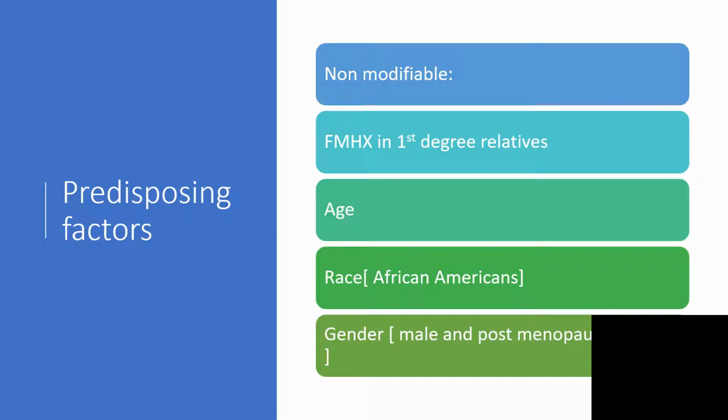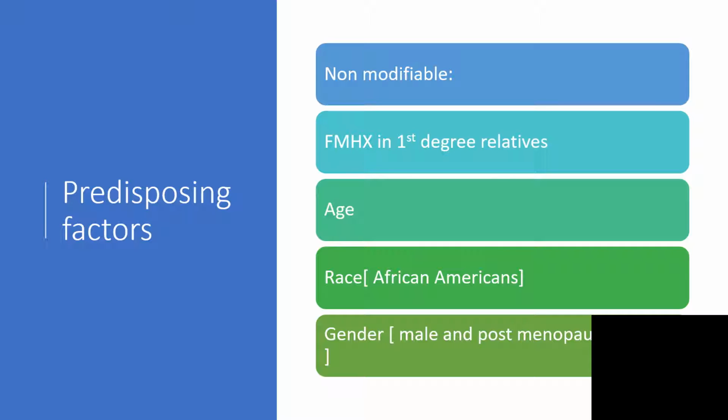Predisposing factors, non-modifiable this time around. Family history, particularly in first degree relatives, your dad, your mom, watch out. Age, if you're having hypertension at a younger age, I have presented a series of PowerPoints on secondary causes of hypertension in the young. Please check it out. It's just the one before this very one.